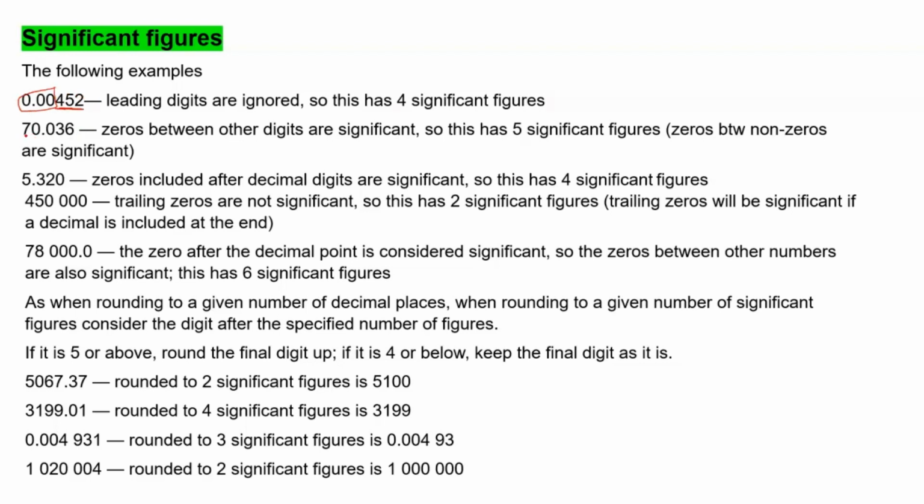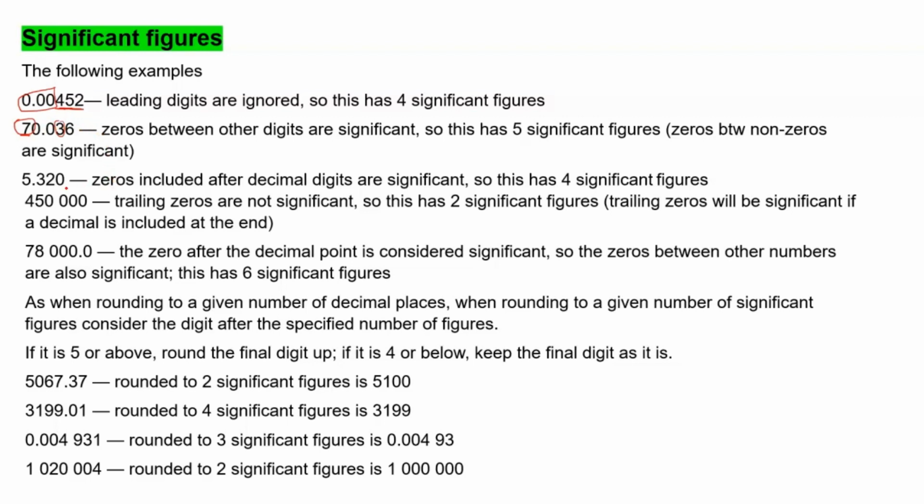And a zero in between non-zero digits, so this is a non-zero digit, and that's also another non-zero digit, so these zeros are counted as significant. Zeros between other digits are significant, so this has 5 significant figures.